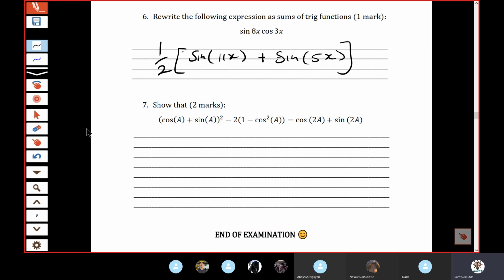I'll leave that with you guys again. Let me see if I can do it. Yes, I've already got that. Oh yeah, easy. Shouldn't take more than, let's say, 3 lines, if you know your formulas. Question 7. If you know your formulas for your double angles here, you'll probably see them very, very quickly.